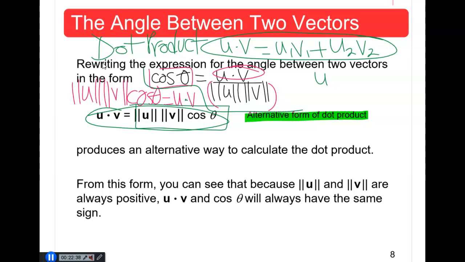When will that be more convenient? Well, if we know what the angle is and perhaps the magnitudes, that would be more convenient or easier to use than this form. But with that, we're also gonna do other things. So that alternative form of the dot product produces that alternative way to calculate it. From this form, you can see that because the magnitude of u and magnitude of v are always positive, the dot product of u dotted with v and cosine theta will always have the same sign.